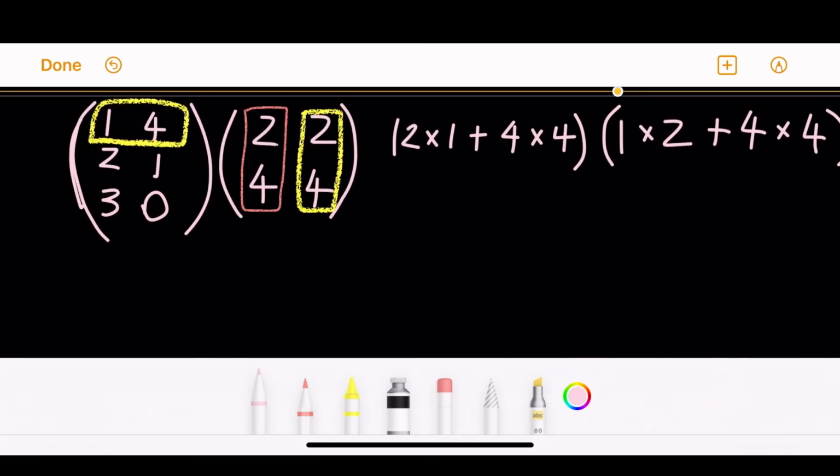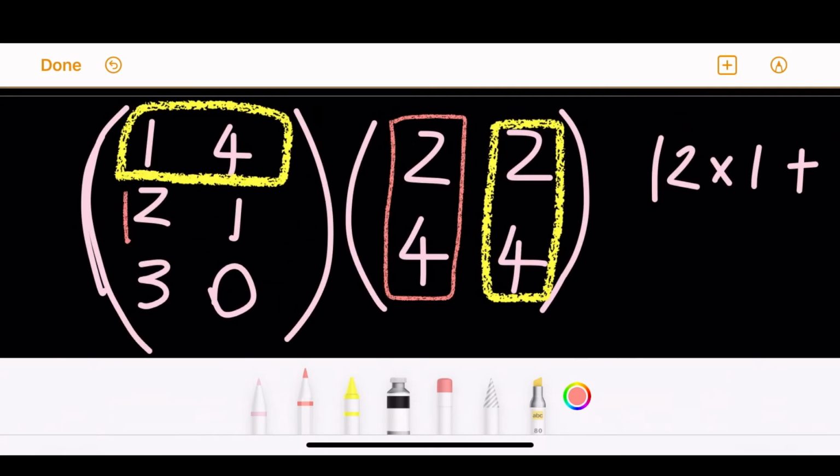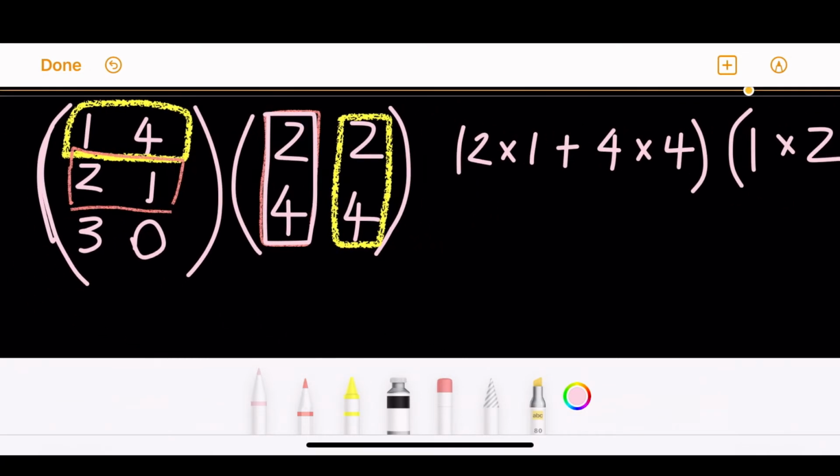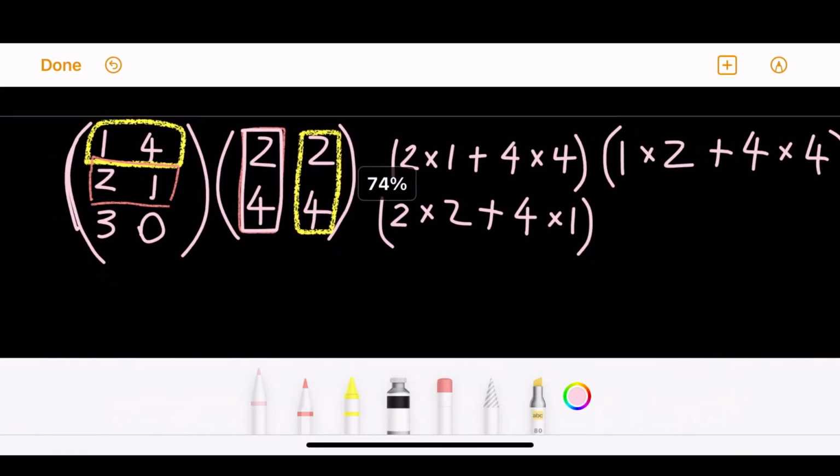Right, and then we will take a new row, which is this 2, 1, and then we take the inner column, which is this here, the inner one, 2, 4. And then again we do the corresponding numbers. 2 multiplied by 2 plus 4 multiplied by 1. And put it in a bracket.